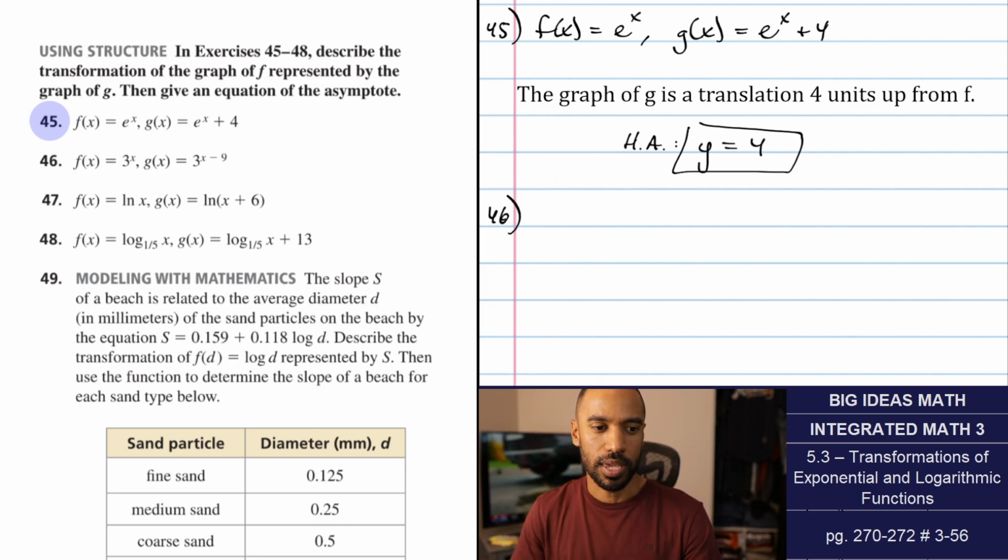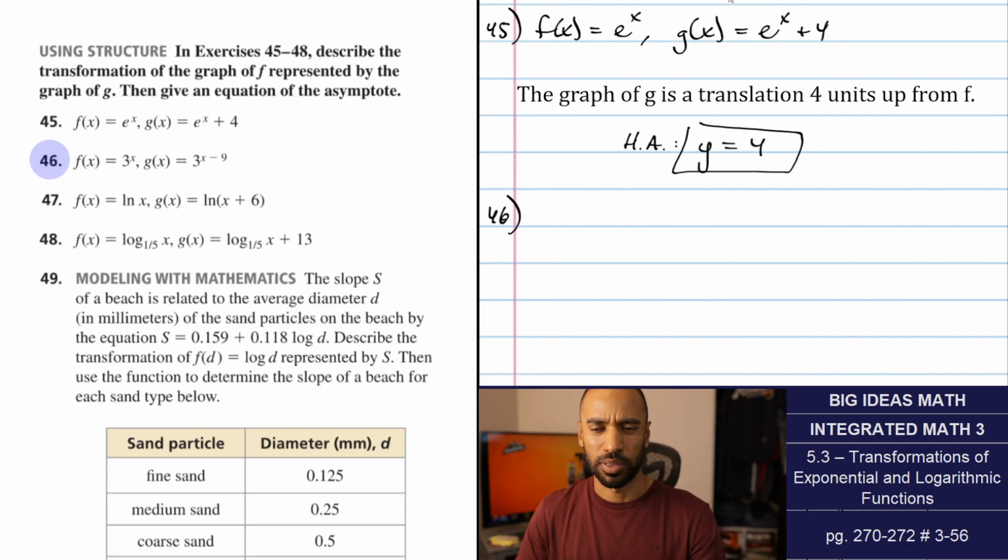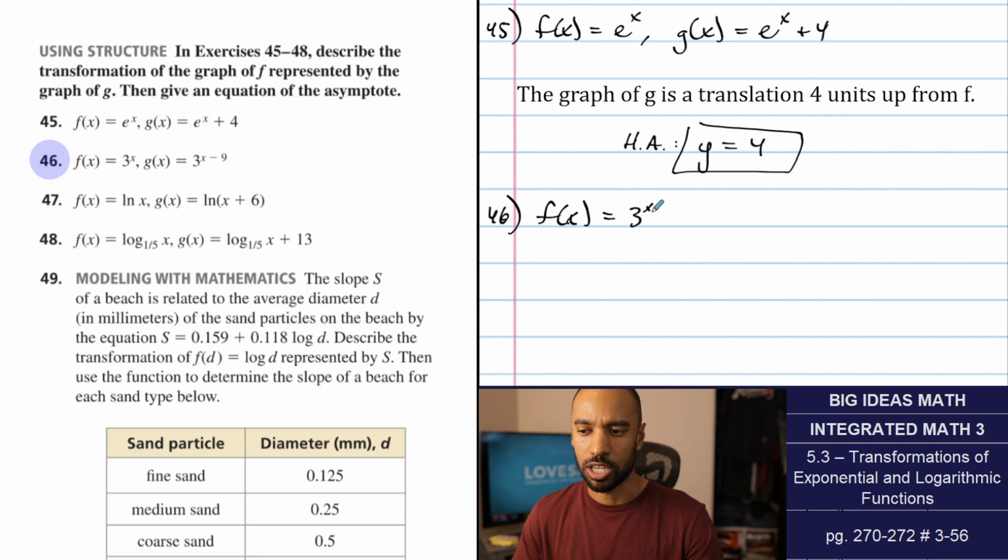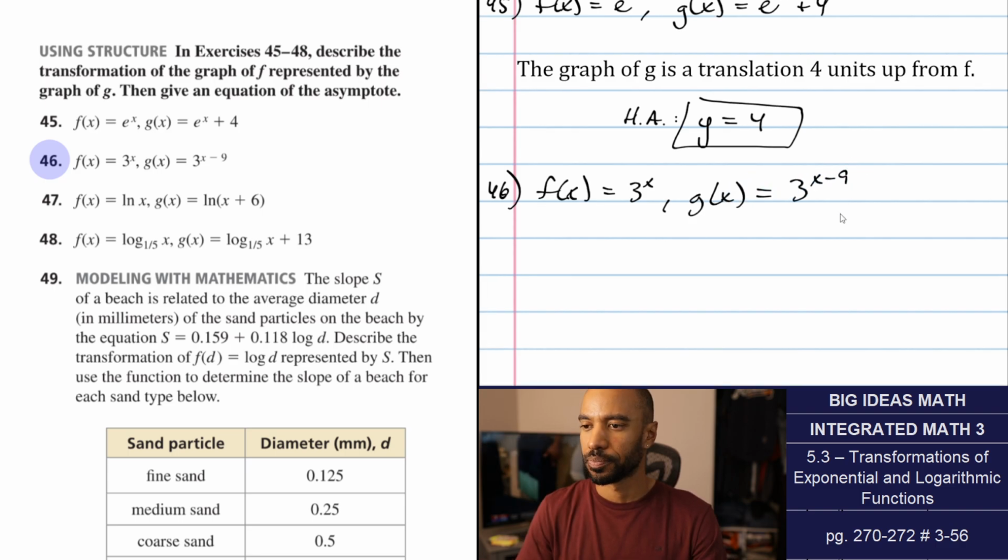Number 46, we have originally a 3 to the x power. By the way, it doesn't matter what this base is when it comes to asymptote. It's all about k. F of x equals 3 to the x power. Same is true of logs. And g of x equals 3 to the x minus 9 power.